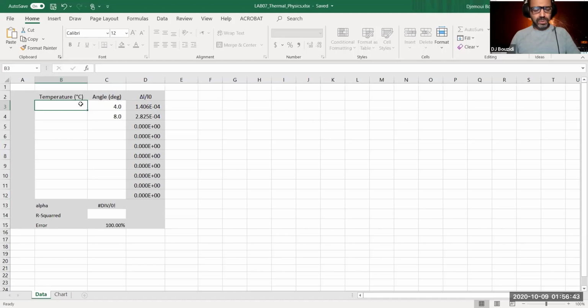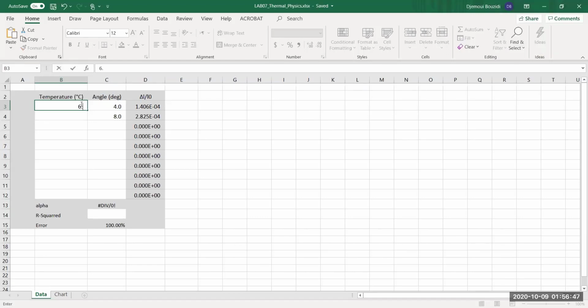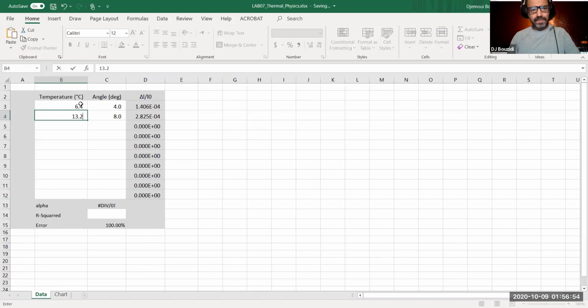How much was the temperature, the first one? Does anybody remember? Was it 6.37? 6.4, roughly. And the second one was 13.2. Yep. Okay. So now, immediately, I got an alpha in here. And I got the delta L over L for these two measurements.